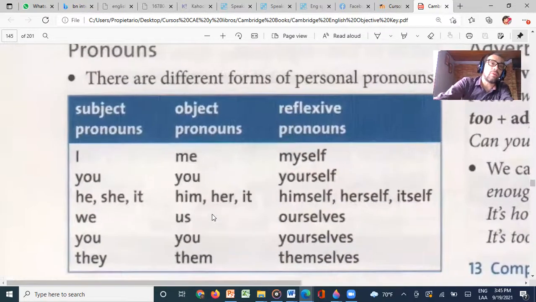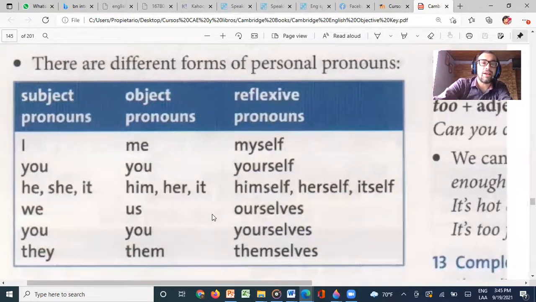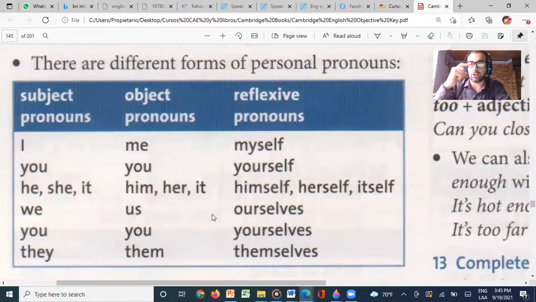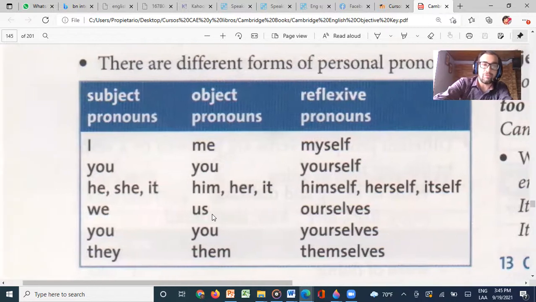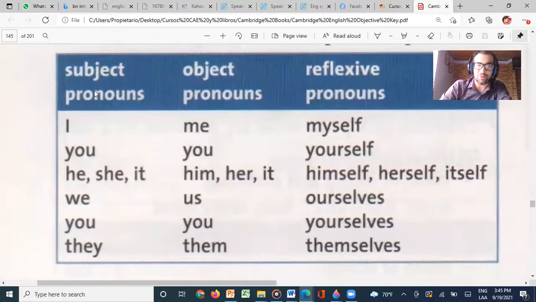Okay, let's go here with pronouns. There are different forms of personal pronouns. Of course, we have the subject pronouns. These ones are very easy, right? For example, I, you, he, she, it, we, you, and they.